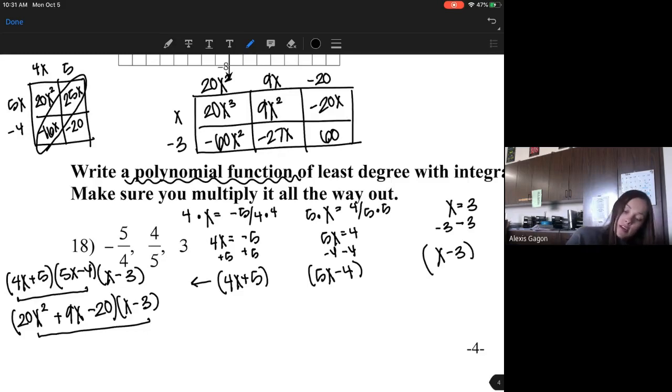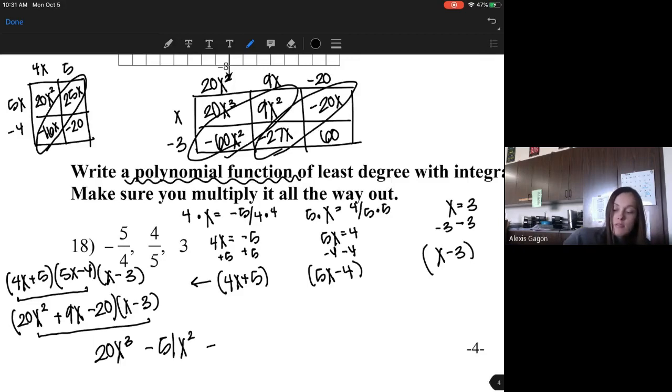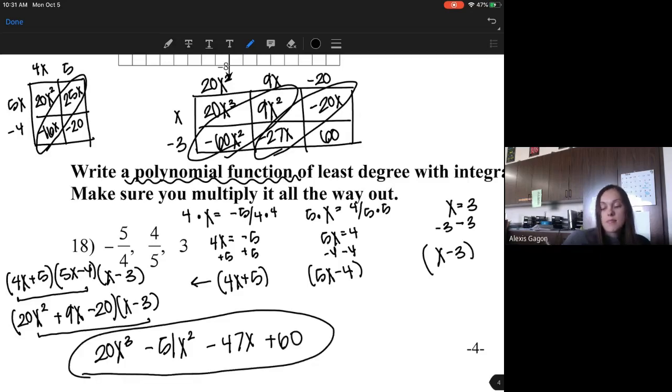So then my final answer is 20x cubed. Those two combine to be negative 51x squared. Those combine to be negative 47x, and then plus 60. Okay. And then that is pretty much it.